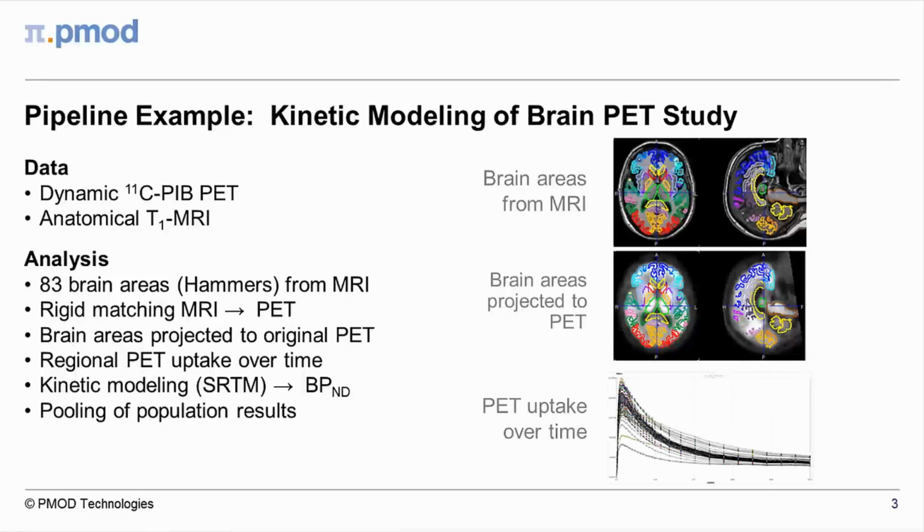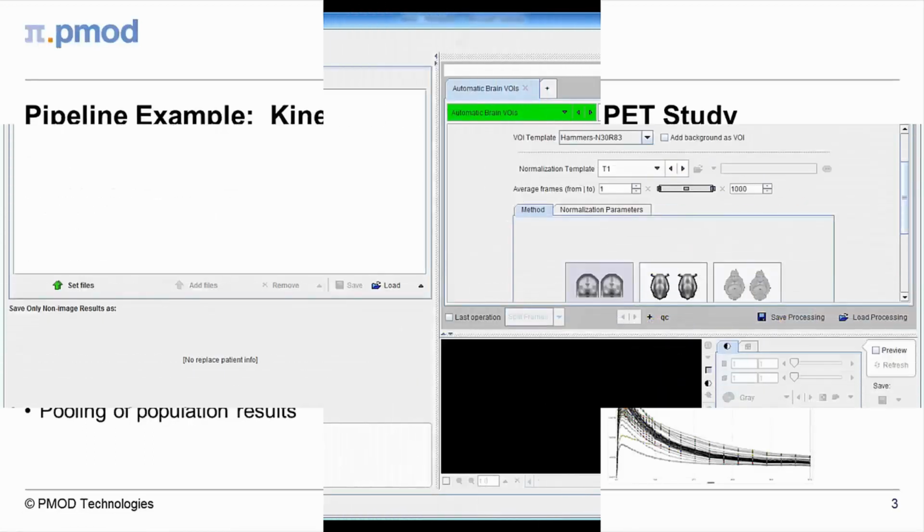The analysis sequence first derives outlines of 83 brain areas from the MRI using the Hammers Maximum Probability Atlas. Next, the MRI is rigidly matched to the PET so that the brain areas can be projected onto the PET images. The tracer uptake is then averaged per brain area and analyzed using the simplified reference tissue model. Finally, the resulting binding potentials from all subjects are pooled in an overall aggregate. This data structure is ready for population statistics using PMOD's streamlined R interface.